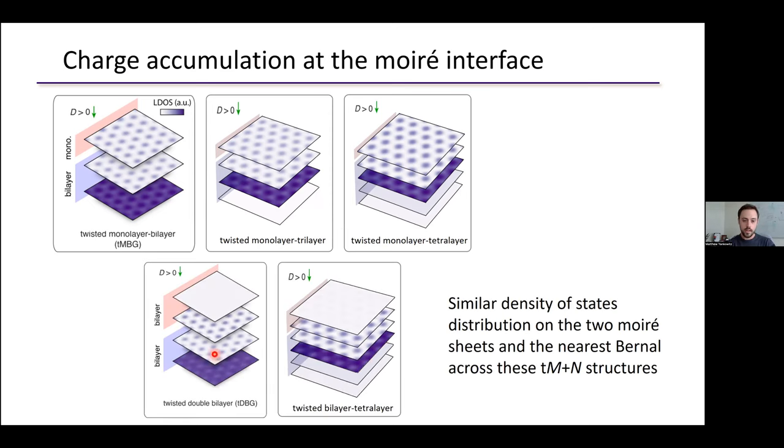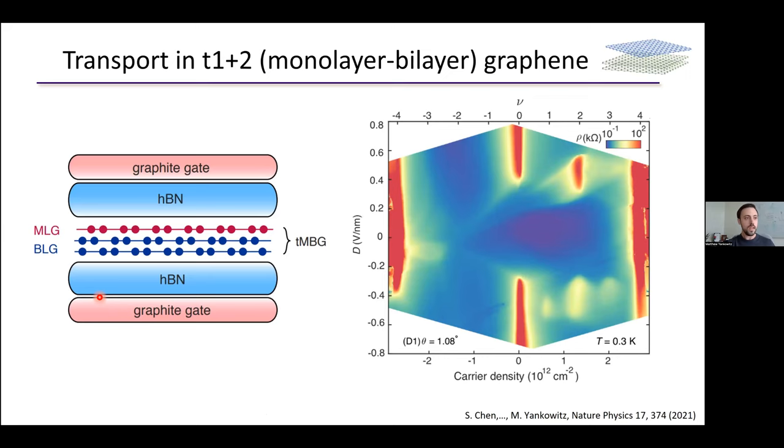We can also look at the density of states arrangements for thicker structures, so including bilayers where both components are thicker. And again, it's the same kind of picture. The density of states appears to like to localize around the Moire and one additional graphene sheet, depending on which way we point the displacement field. And then the remaining layers have relatively few states. So similar density of states distribution, and it's really aggregating at this Moire interface. So I suppose it stands to reason then that we might get similar Moire bands out of these structures.